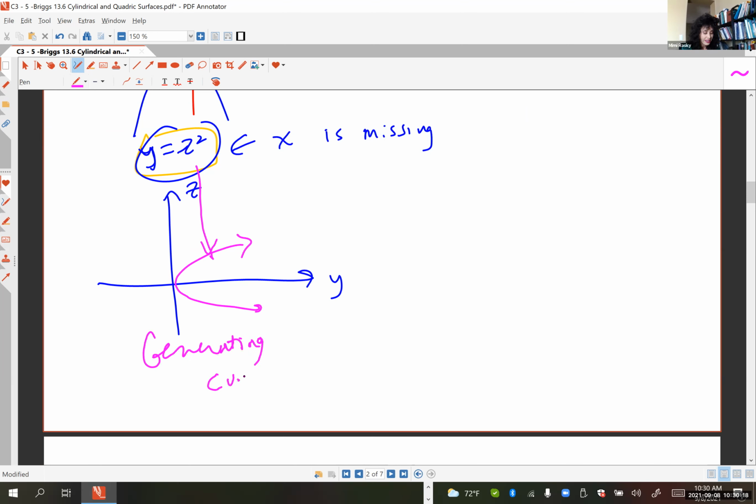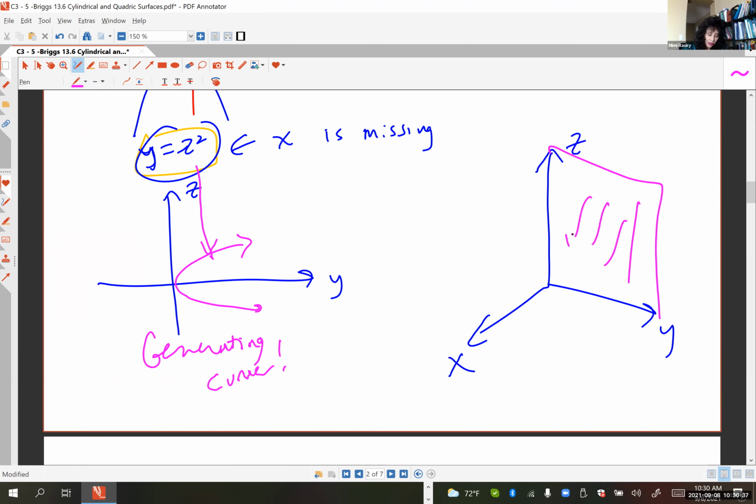It's in the YZ plane. Okay, I know you're going to probably get turned around when I do this, but try to stay with me here. So when I go to 3D and I draw the generating curve in the YZ plane, remember the YZ plane is like right here. Okay, so you're going to draw this parabola opening up to the positive y-axis, like this.